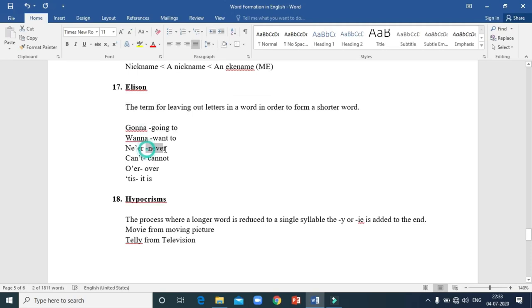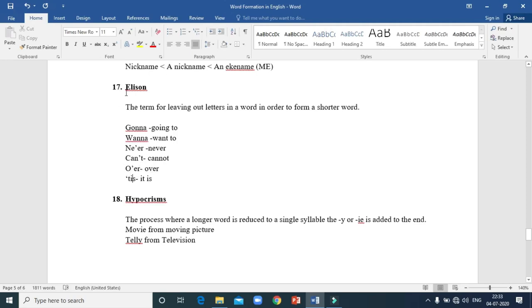These all occur in poetry and so on. Never is written as ne'er, where the V is left out here, cannot becomes can't, over becomes o'er, it is just becomes 'tis. These are all examples of elision. A few letters in a word are left out.